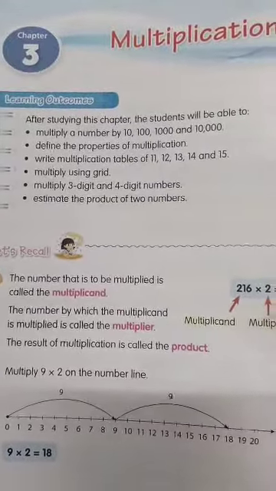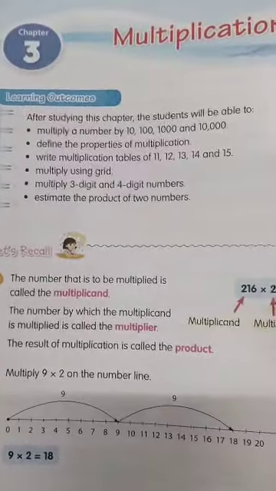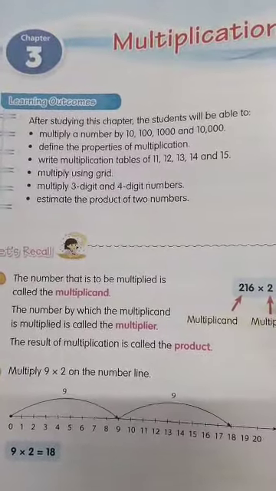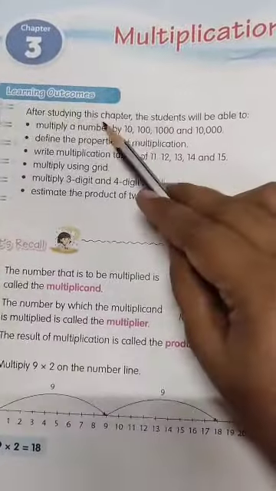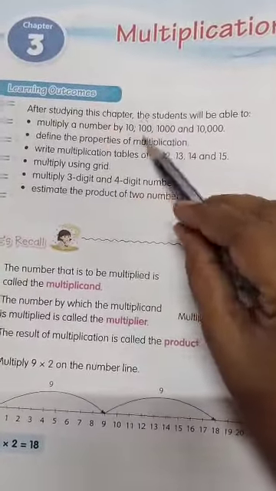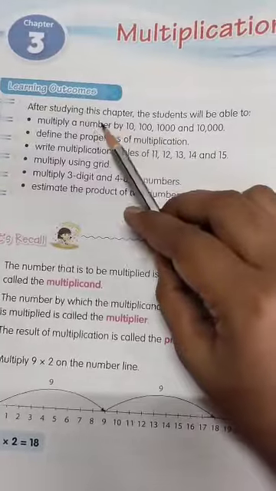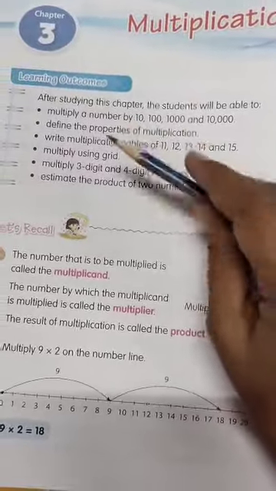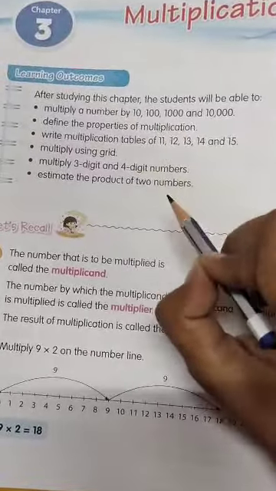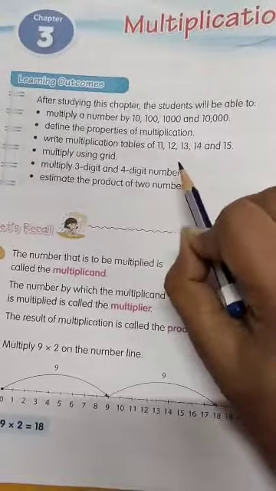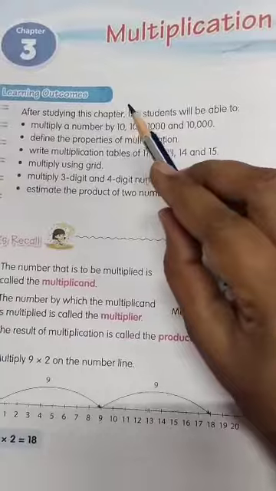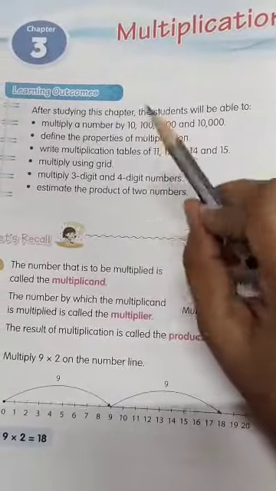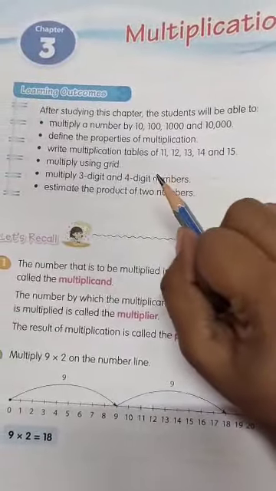Today I am going to start lesson number 3, that is multiplication. Okay, so let us start the explanation of the chapter. After studying this chapter, the students will be able to multiply. After understanding this chapter and practicing this exercise, you will come to know how to multiply a number by 10, 100, 1000, 10,000.